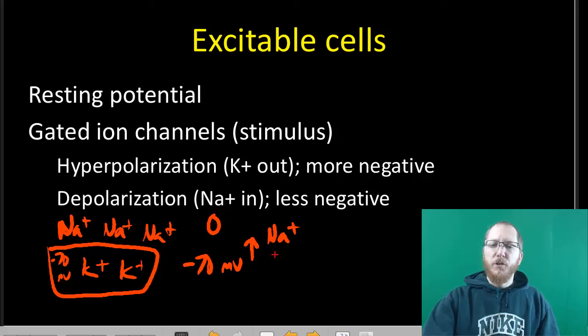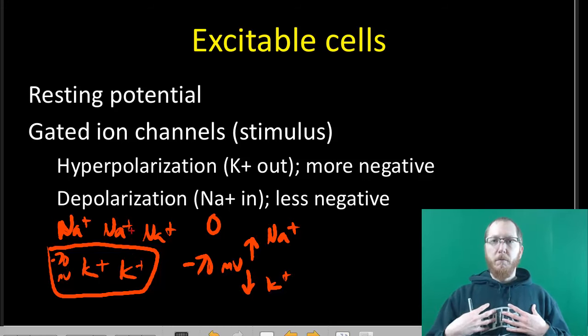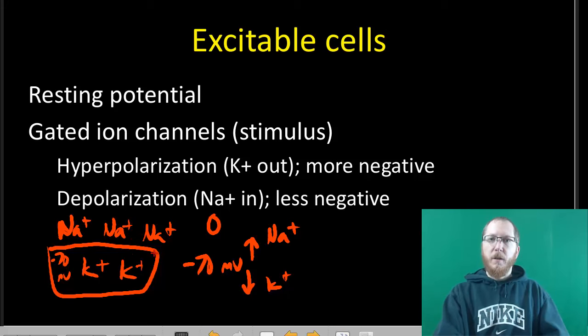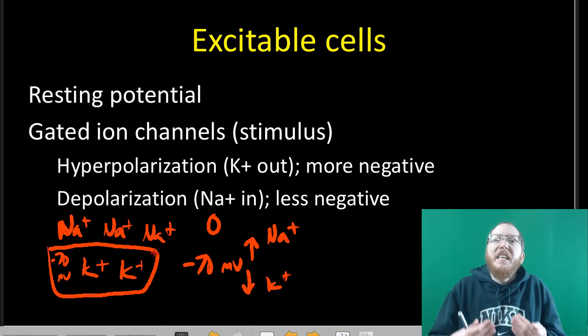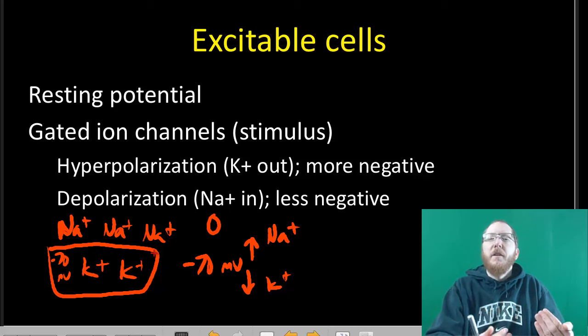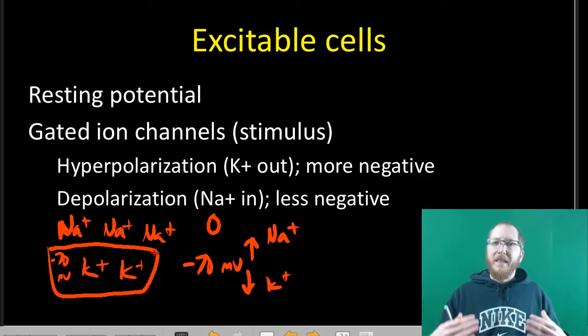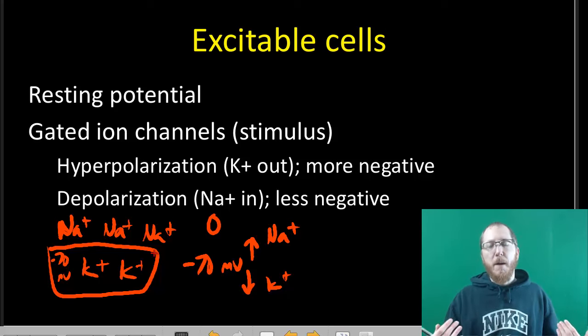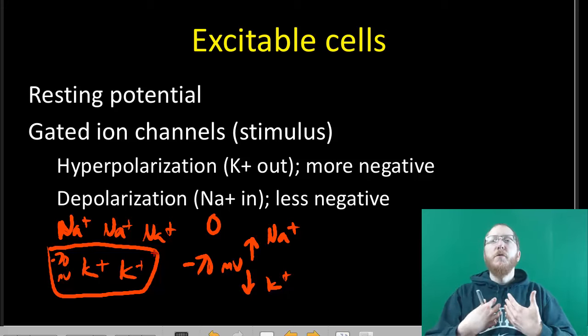If I open up K+ channels, it's actually going to make me move to be more negative, because if K+ leaves, since there's not much K+ outside, the K+ says more in, less out, I'm going to move where there's less. And so the positive charges leave the cell, making it more negative. Whereas with sodium, they're packed on the outside, they want in, they're also positively charged. So as sodiums move in, it makes the inside less negative.